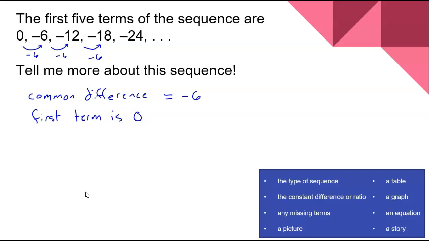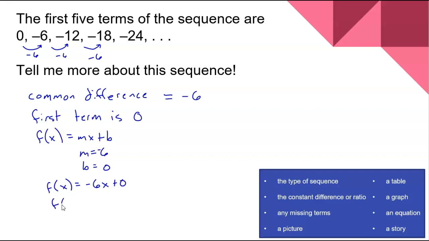Because we have a common difference and a first term, we can write an equation. Remember, this is the form mx plus b, where m is the common difference and b is the value at 0. So our equation here is going to be f of x equals negative 6x plus 0, which is just the same as negative 6x because plus 0 doesn't really do anything.